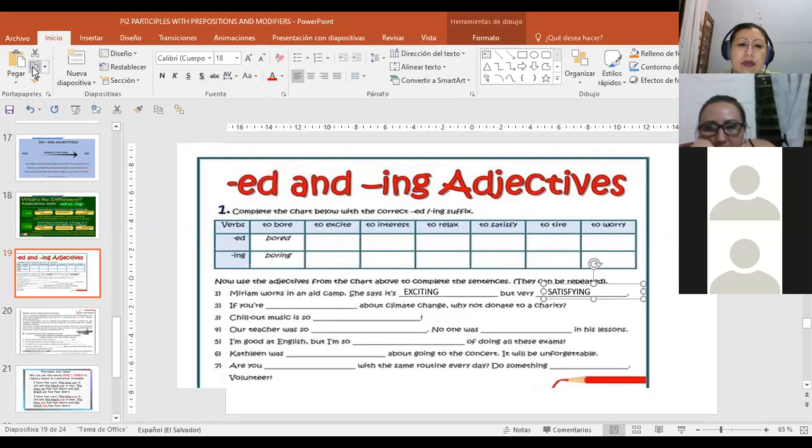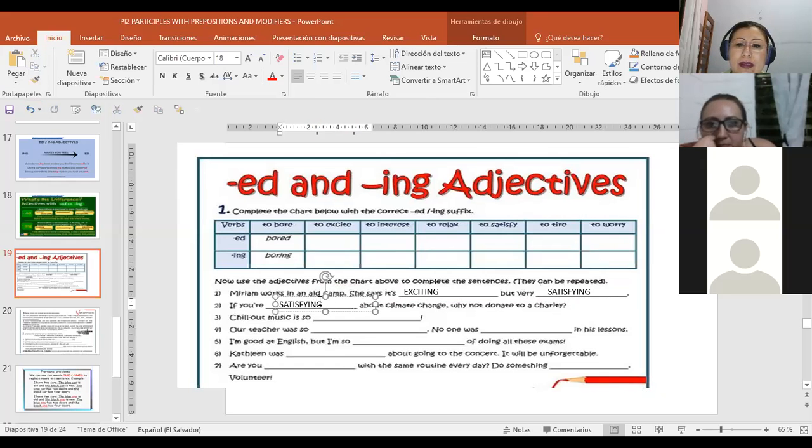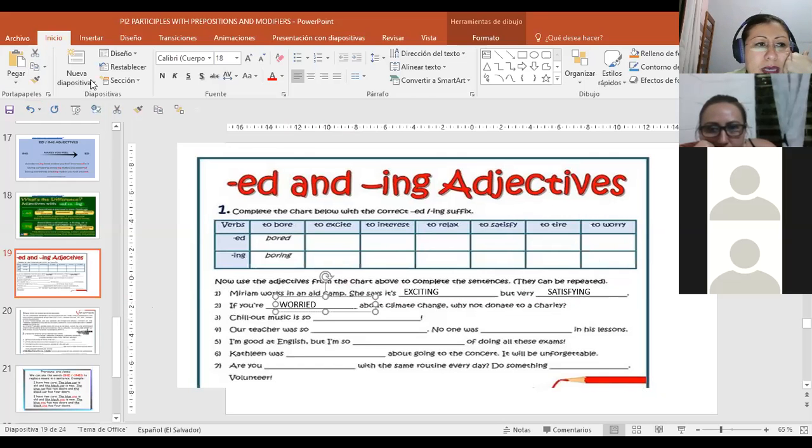Veamos en la otra oración. If you are worried about climate change, why not donate to a charity? Aquí sí estamos hablando de la persona, ¿verdad? Si te sientes preocupado acerca del cambio climático, ¿por qué no donas a una caridad? Worry, ¿verdad? Y ahí sí, ¿cómo iría? ¿Con ED o con ING? Con ED. Worried. Porque si tú te sientes preocupado, ¿verdad? Worried. Ok, very good.